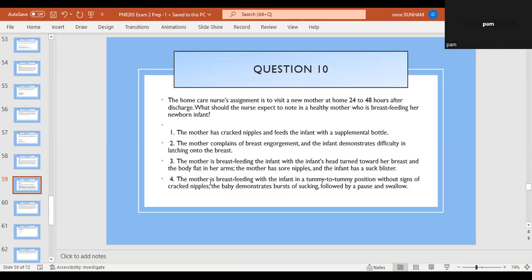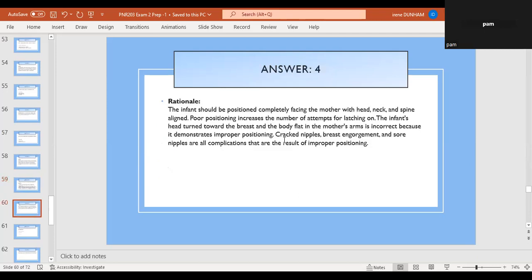And the last one is the mother is breastfeeding with the infant in a tummy-to-tummy position without signs of cracked nipples, and the baby demonstrates bursts of sucking followed by a pause and a swallow. Remember, this is the healthy mommy breastfeeding her newborn. So which one is the most healthy of all of them? Is 4. So let me see if I'm right.